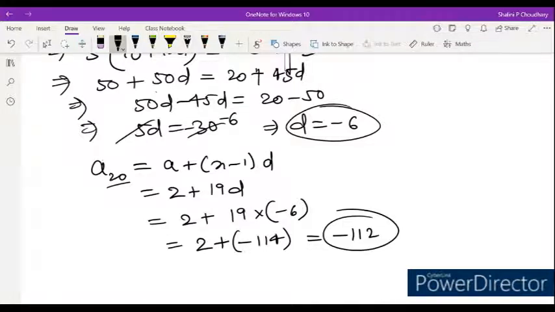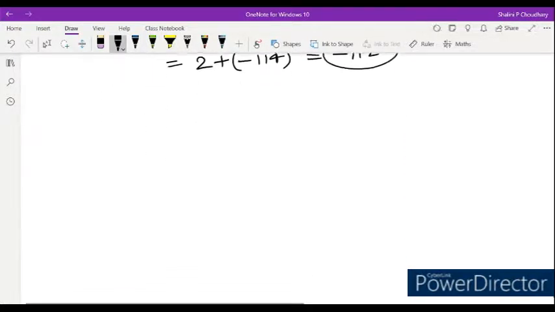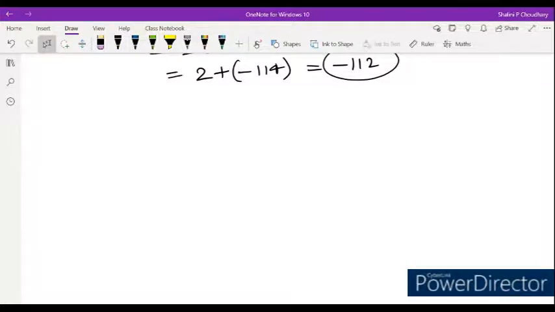So we got the value. Okay, this was question number 3. Now we'll do the next question. We'll move to the next question, that is question number 4.